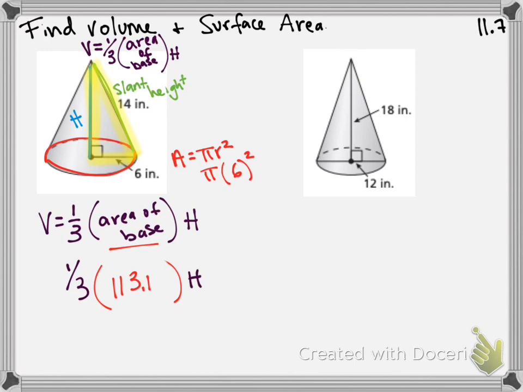So in a right triangle, if you're missing a side, you can use the Pythagorean theorem. So I'm going to use a squared plus b squared equals c squared. We are missing a leg. The hypotenuse is 14. So I'm going to say h squared plus 6 squared will equal 14 squared. H squared plus 36 equals 196. Subtract 36 on both sides. H squared equals 160. We will go ahead and take the square root.